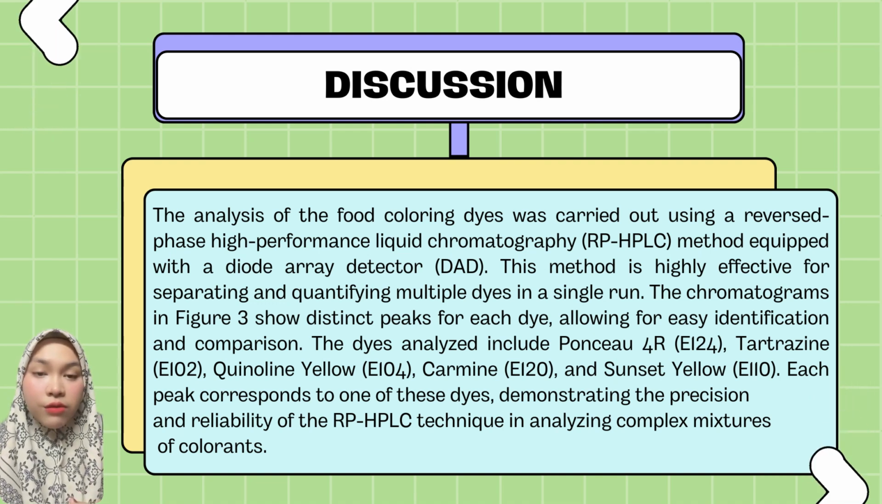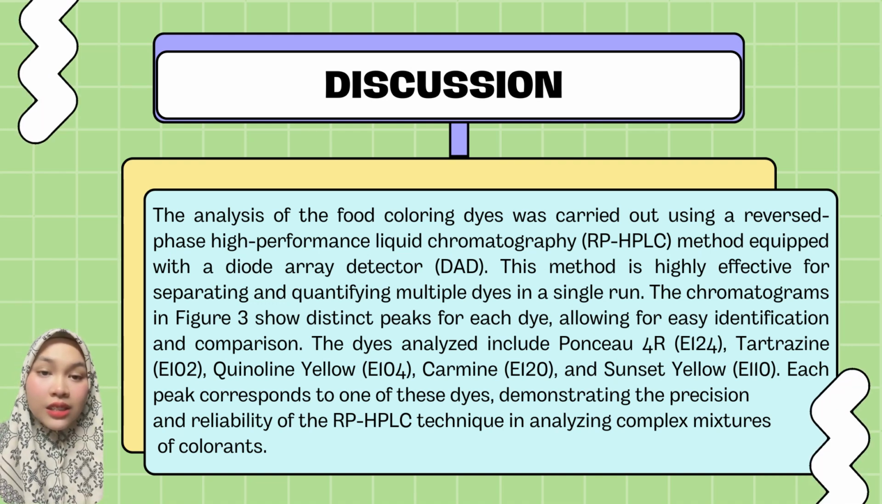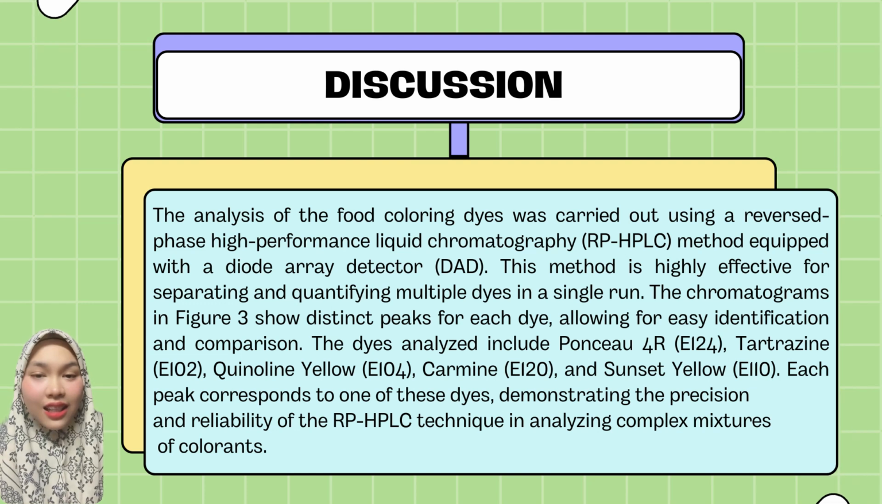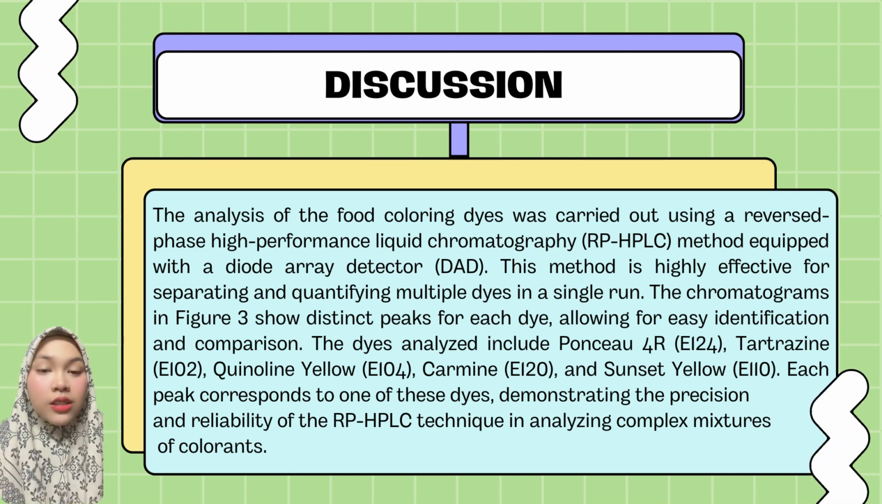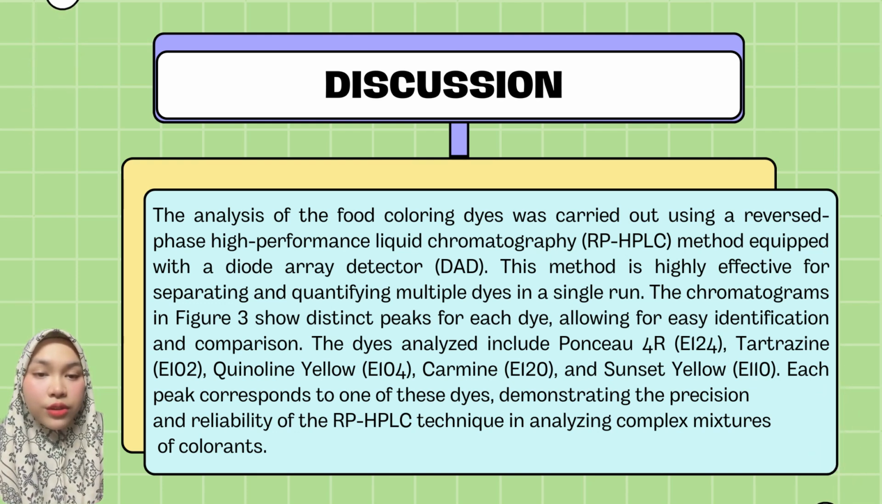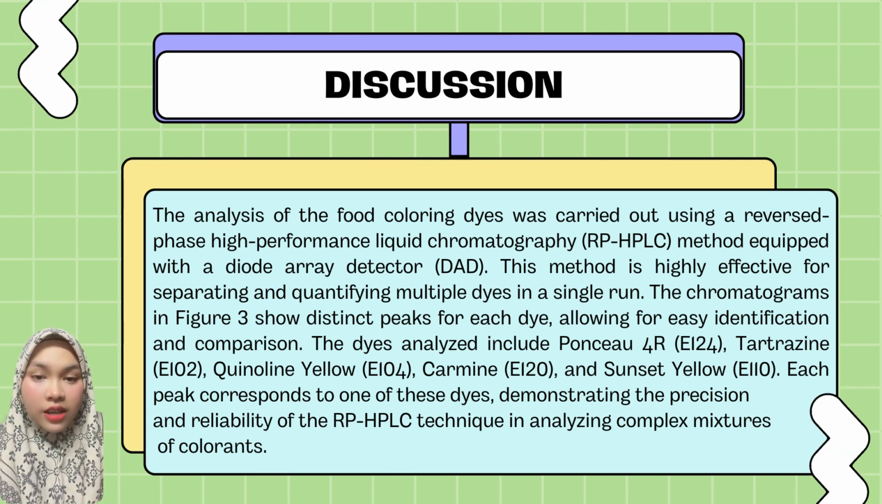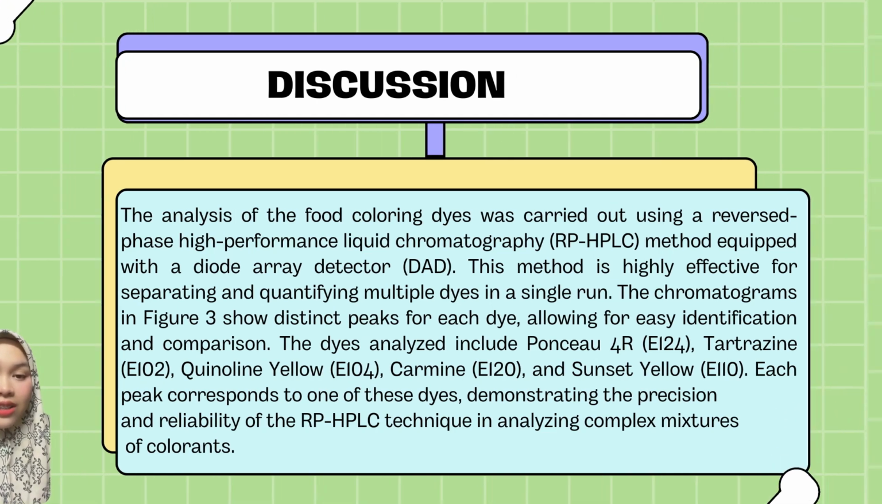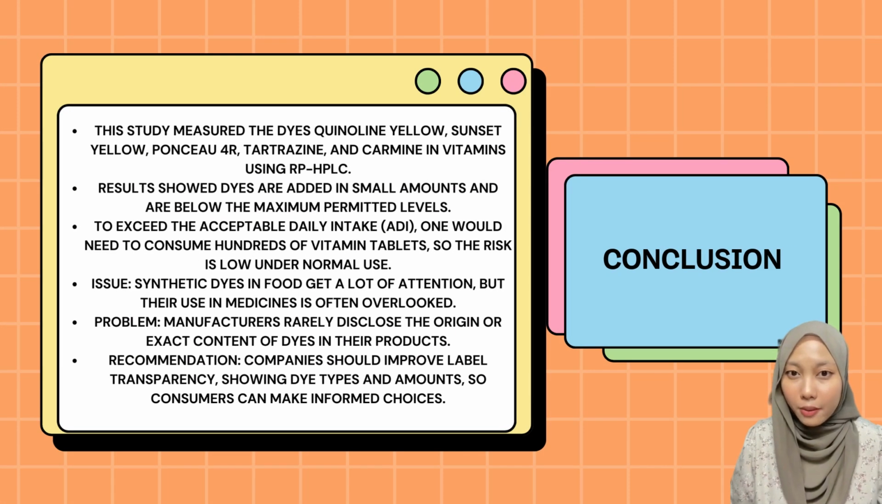The chromatograms in figure 3 show a distinct peak for each dye, allowing for easy identification and comparison. The dyes analyzed include ponceau 4R, tartrazine, quinoline yellow, carmine, and sunset yellow. Each peak corresponding to one of these dyes demonstrates the precision and reliability of the HPLC technique in analyzing complex mixtures of colorants.